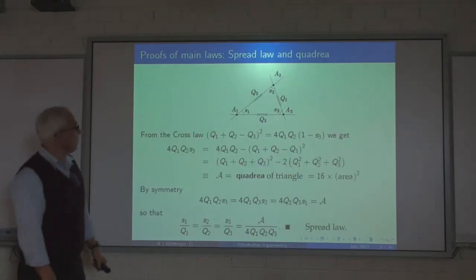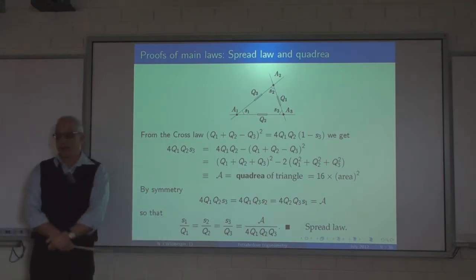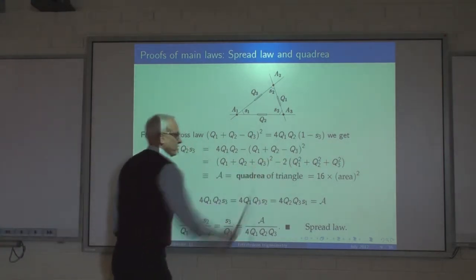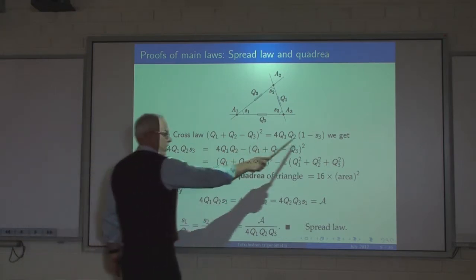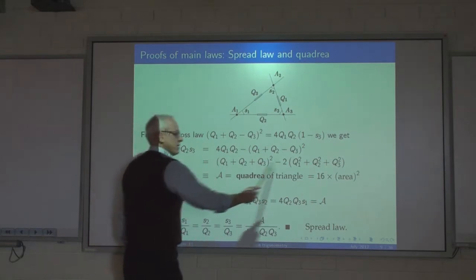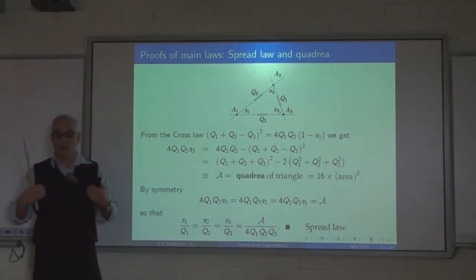Okay, next law is the spread law. We're going to prove it now. Here's the proof of the spread law, the second main law. Here's the cross law that we've just established. We rewrite it by bringing the 4Q1Q2S3 to one side. And what we have left, we rewrite using a bit of algebra, so it turns out to be in symmetrical form.